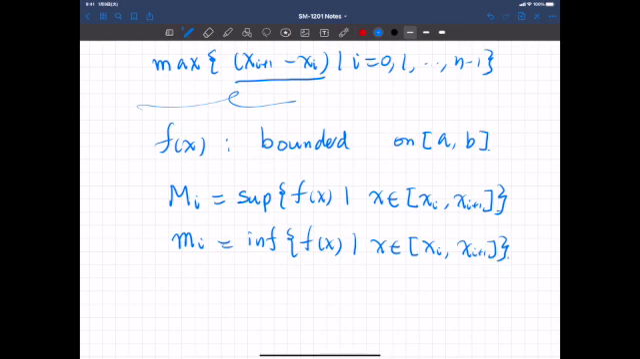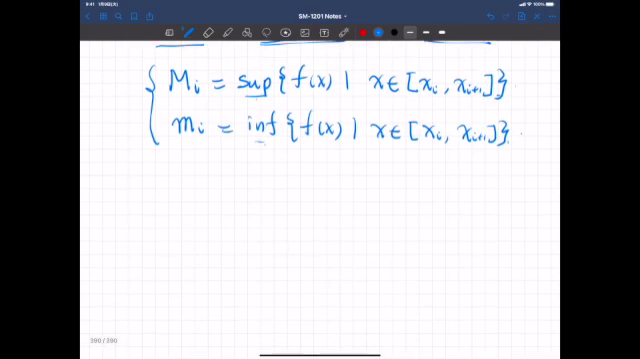If this function f of x is continuous on this interval, then the supremum and infimum are maximum or minimum within the respective subintervals. But this f of x may not be continuous, but we assume this is still bounded. So the supremum and infimum can always be defined. So there is no problem in the definition of capital Mi and lowercase mi.